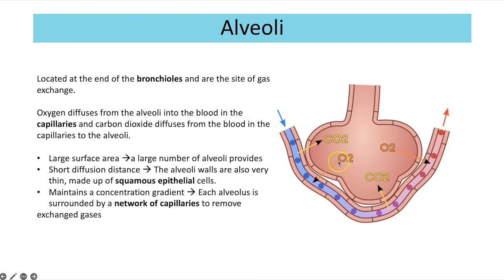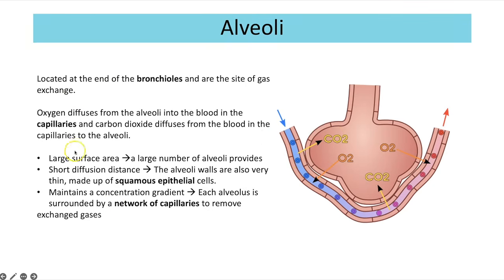Oxygen diffuses from the alveoli, where you have a high concentration of oxygen or partial pressure, into the blood, where there is a lower partial pressure of oxygen. And carbon dioxide does the opposite, because it's also moving down its concentration gradient. The blood entering the capillaries at this point has a high concentration of carbon dioxide, so it diffuses from the blood into the alveoli where it will be exhaled.